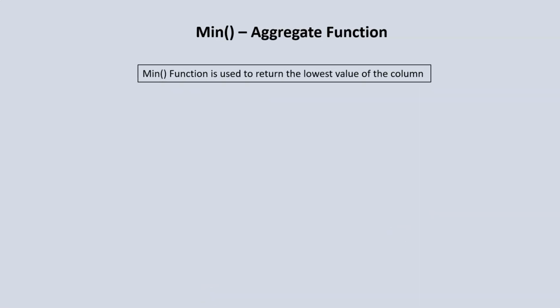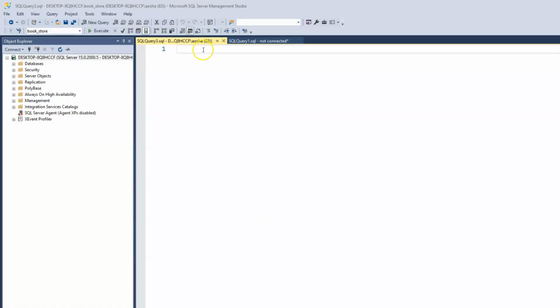Next, we have the min aggregate function, and the min function does the opposite of what the max function does. With the min function, we can return the lowest value within a column. Let's switch over to SQL Server.